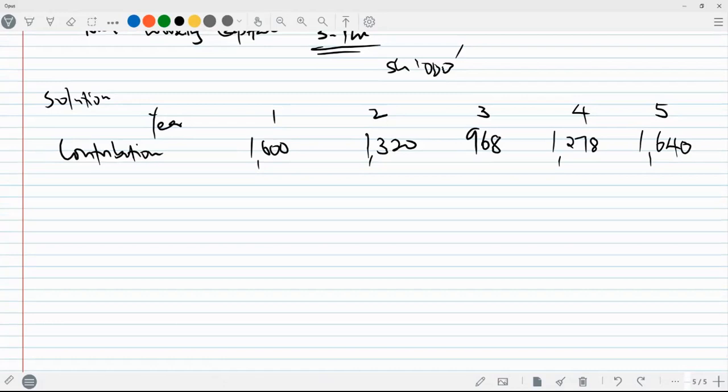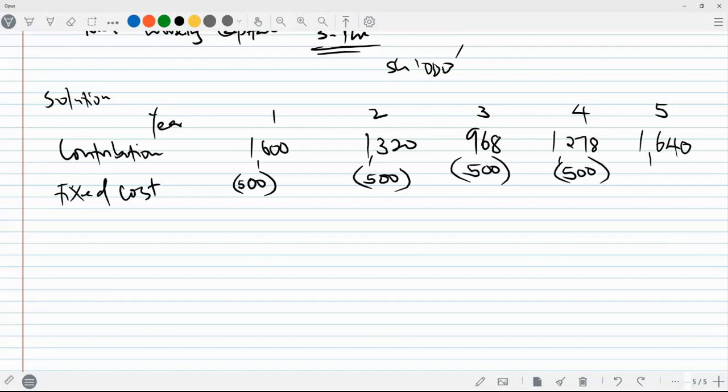Then we do need to less the fixed cost. We are told that as per note 3, fixed cost is 0.5 million, therefore minus 500,000 every year. In case there was depreciation, you need to exclude it. But here the examiner did not include the depreciation, so we just put it as it is.